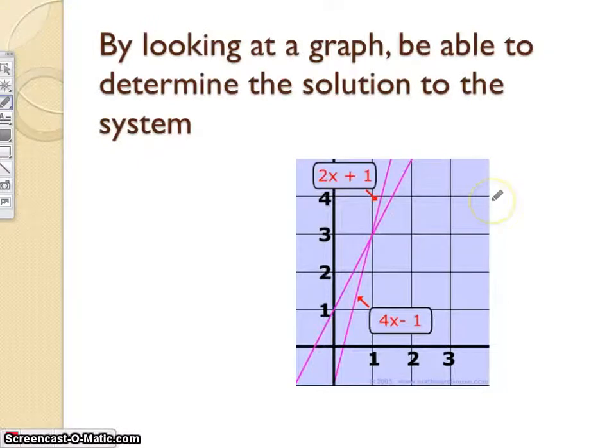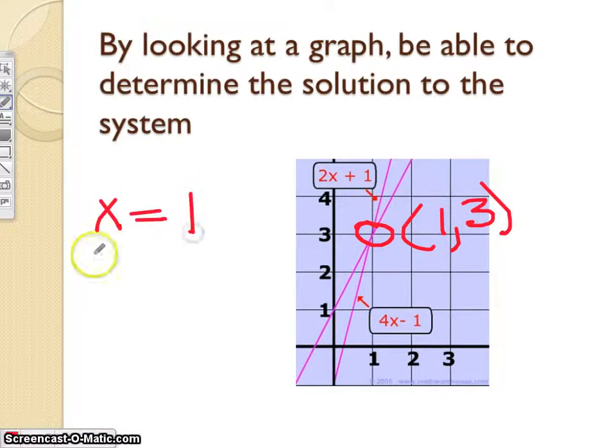All right, be able to look at a graph and determine the solution for that graph. Remember, the solution to a system of equations is where the two lines cross. So this one, the answer would be, where does it cross? At the coordinate 1, 3, or x equals 1, y equals 3.